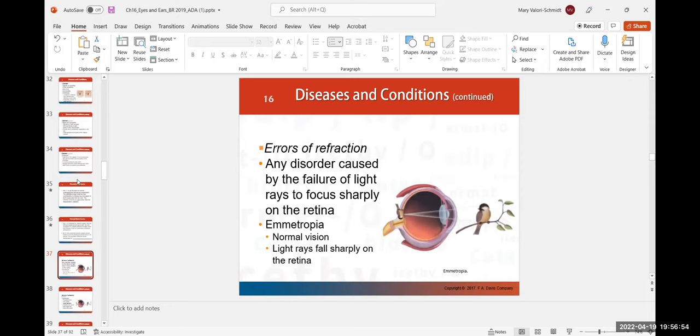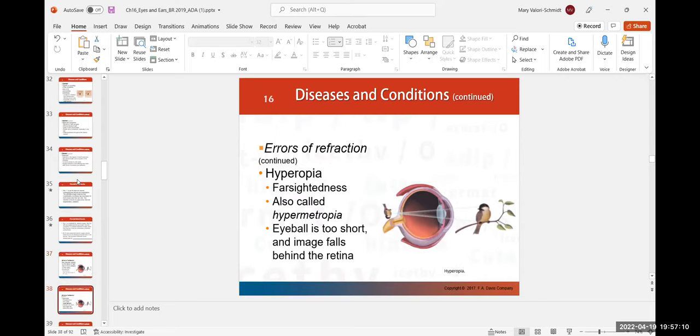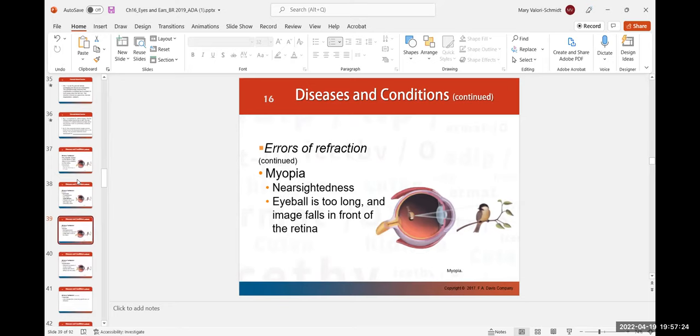Errors of refraction, what they're talking about is you don't have 20/20 vision, right? Emmetropia is normal vision. You never hear anyone say that though, but that is the word for normal vision, emmetropia. That means that everything's happening the way it's supposed to happen and you can see close up, far away, the whole nine yards. Hyperopia, farsightedness, basically your eyeball's too short and the image is falling behind the retina and that's why you can't see. And then myopia is nearsightedness.